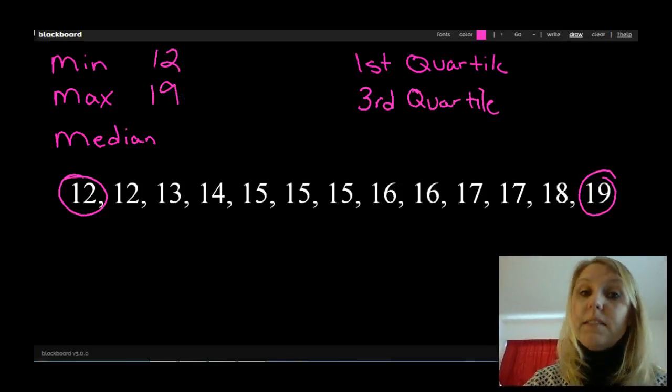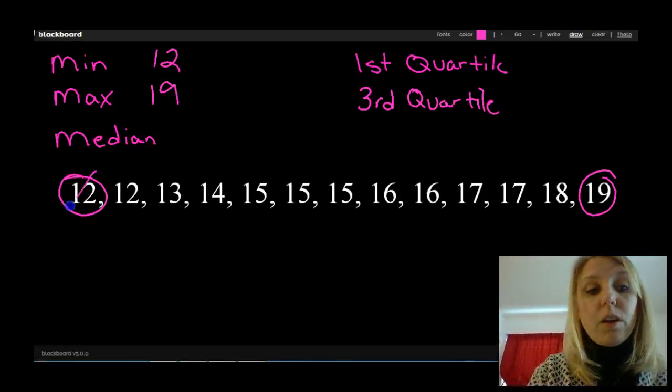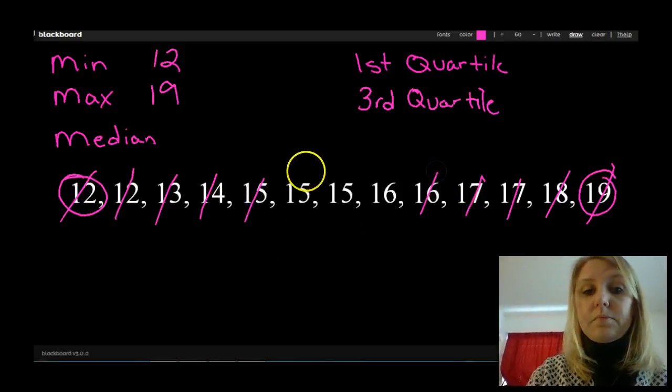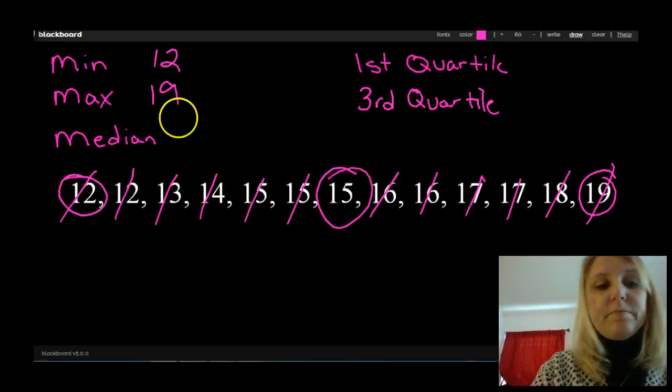The median is the middle number. What we need to do now is to actually find the middle number here. So I'm going to cross out largest and smallest until we get to the middle number. Our middle number here is 15.